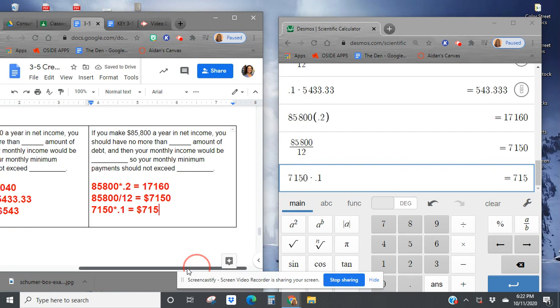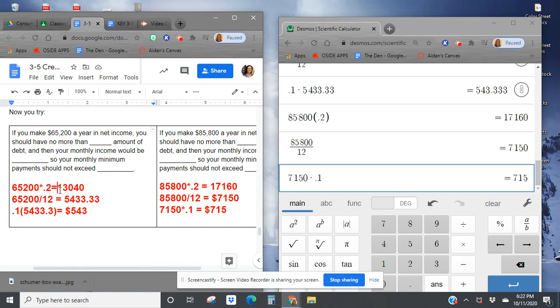And again, it's just a general rule of thumb to try to keep you from overspending and getting too high of debt.